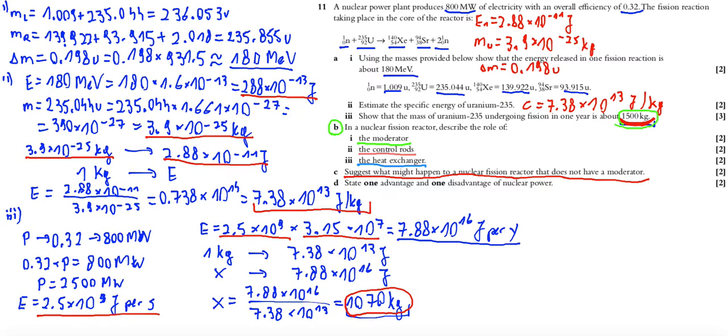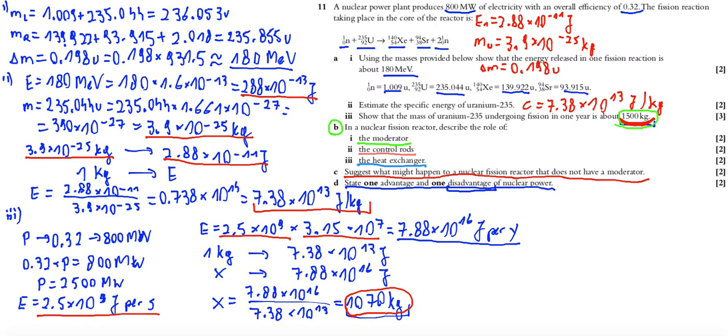And last, state one advantage and one disadvantage of nuclear power plants. The biggest advantage: no CO2, which is a greenhouse gas. And the biggest disadvantage, in my opinion, is nuclear waste. We cannot process it. Currently, nuclear waste can only be stored. It is toxic and radioactive. Okay, and how was this exercise?